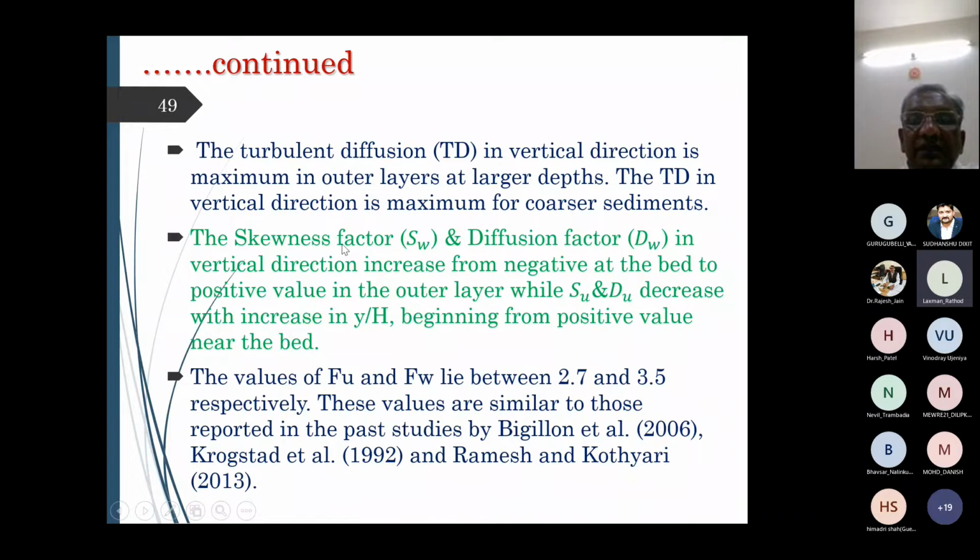And similarly, we have the skewness factor and the diffusion factor in the vertical direction, which increase from negative at the bed to a positive value in the outer layer, while Su and Du decrease with increase in y/h, beginning from a positive value near the bed. And similarly, the flatness factors Fu and Fw, in the longitudinal direction and vertical direction, lie between 2.7 and 3.5. That is basically in line with previous investigators like Bagnold and Krogstad, and Ramesh and Kothari.